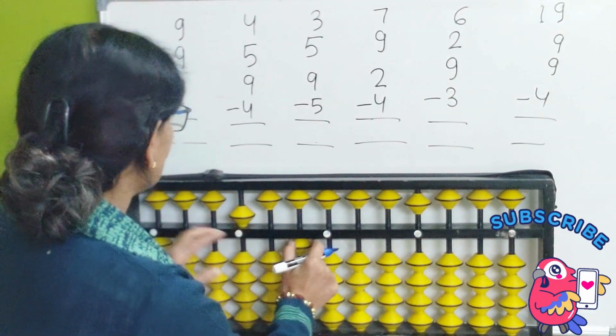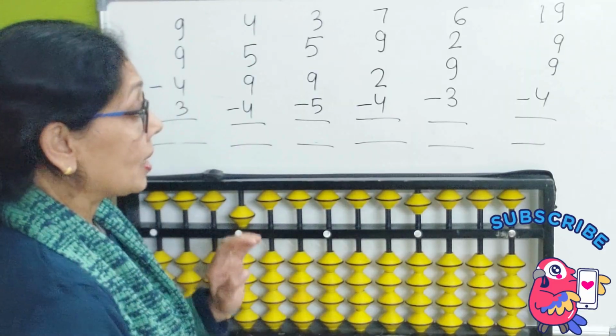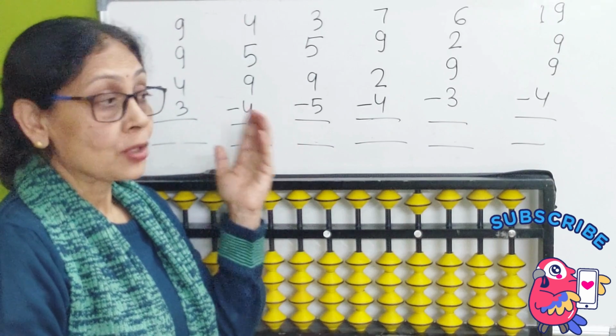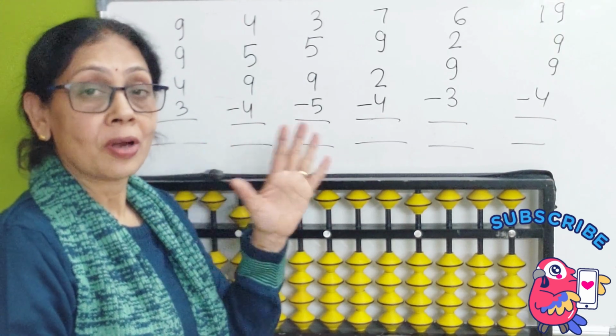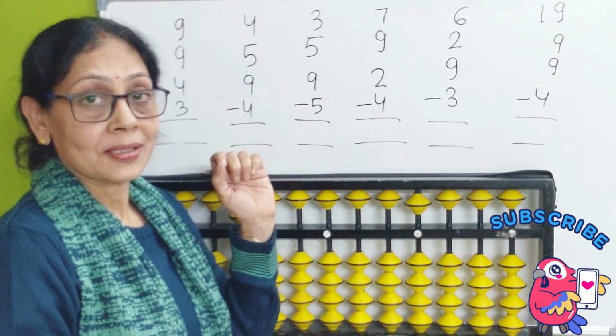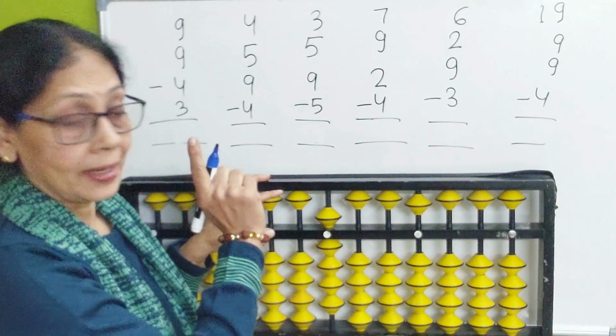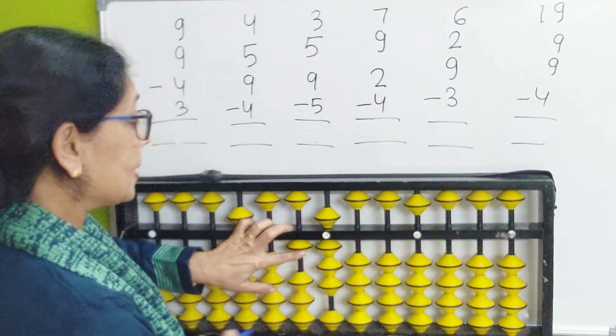Now let's do the questions based on this. Remember, while doing all these big friend formulas, you have to recall all the small friend and family friend formulas. So let's start. 9, add 9. So less 1, add 10.